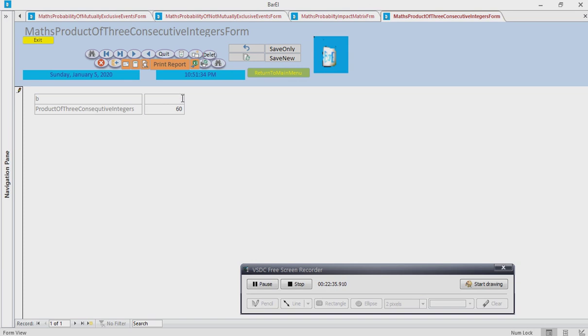Let us say n is 6. Then the product of 3 consecutive integers is 210. That is 5 times 6 times 7, which is 210.